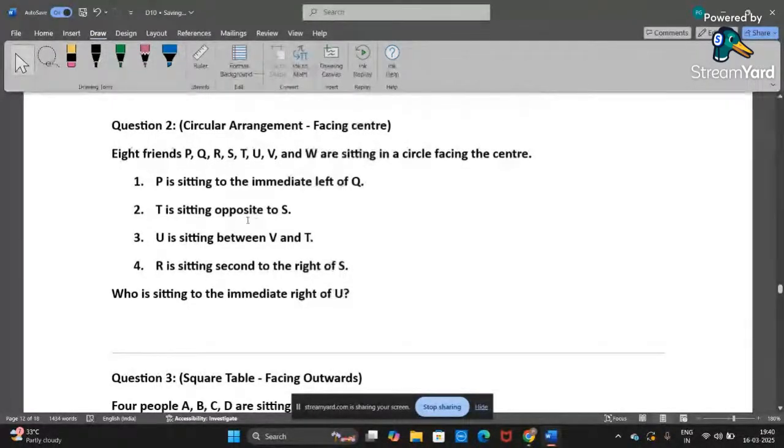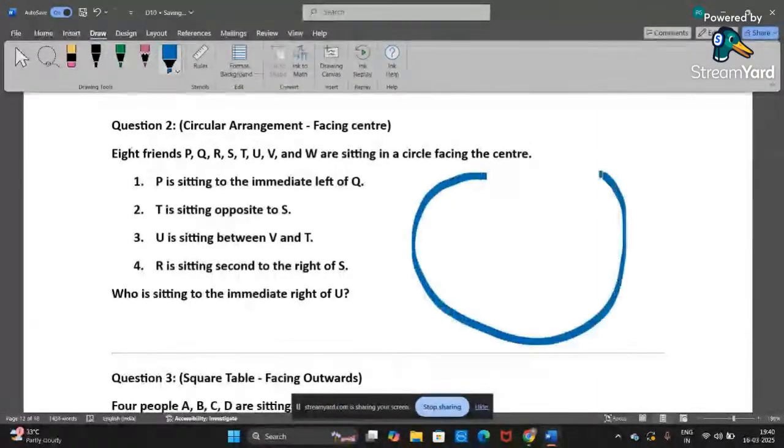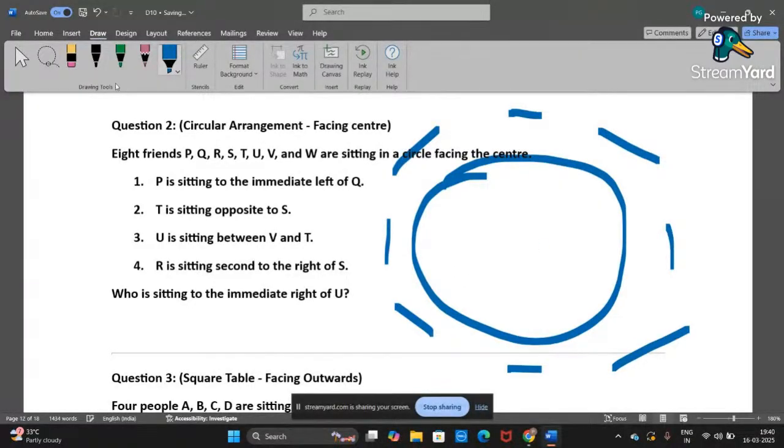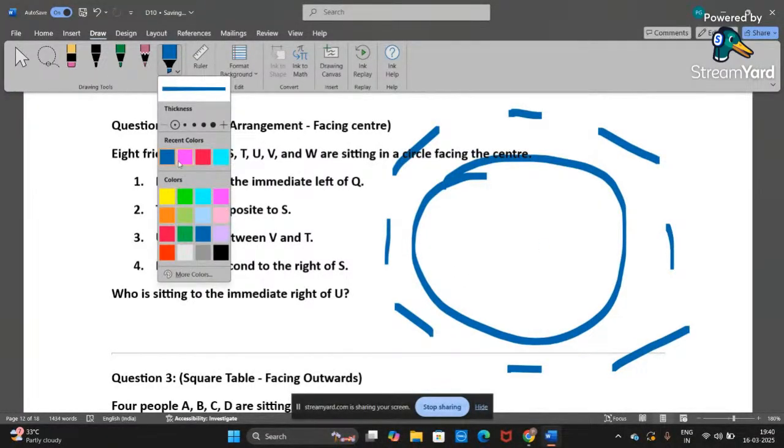T is sitting opposite to S. U is sitting between V and T. R is sitting second to the right of S. O is sitting to the immediate right of U. Let us solve this. Circle: 8 people are there, right? 1, 2, 3, 4, 5, 6, 7, 8.